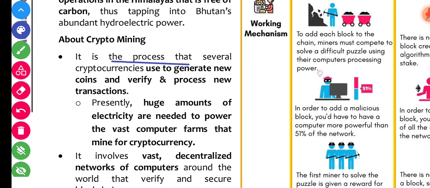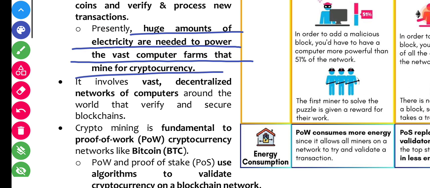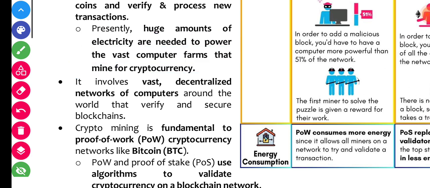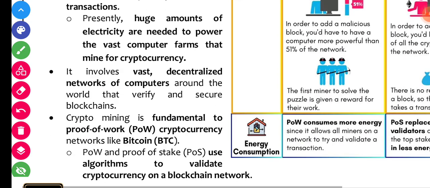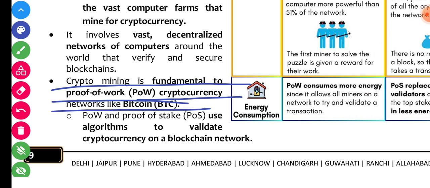Crypto mining is the process that several cryptocurrencies use to generate new coins and verify and process new transactions. Presently, huge amounts of electricity are needed to power the vast computer farms that mine for cryptocurrency. This crypto mining involves vast decentralized networks of computers around the world that verify and secure blockchains, and crypto mining is fundamental to proof of work cryptocurrency networks like Bitcoin.